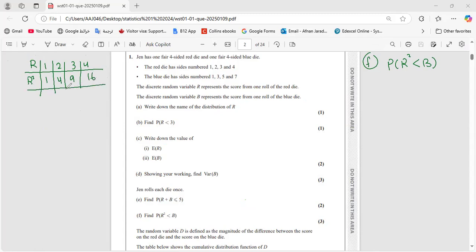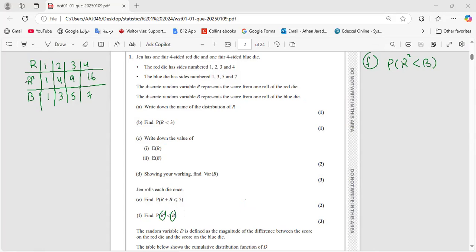And also I need B here. Look, I need R squared and B. The outcomes of B are 1, 3, 5, and 7. The question is just about the probability that R square is less than B. How can I find that R square is less than B?